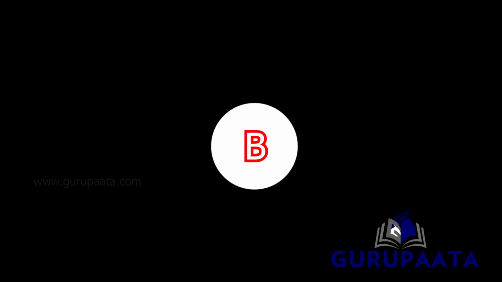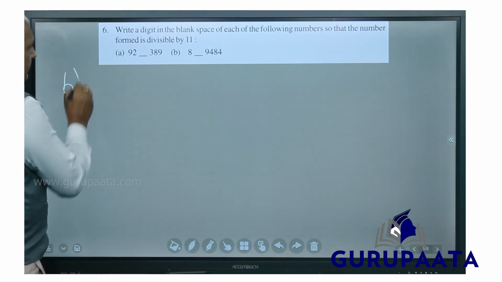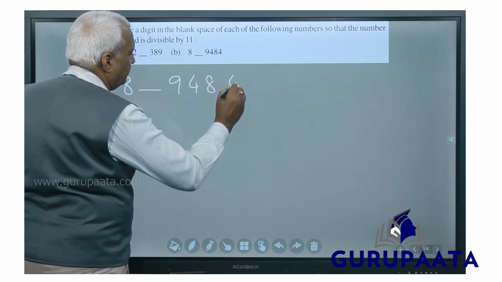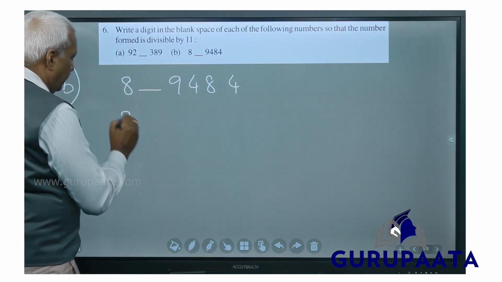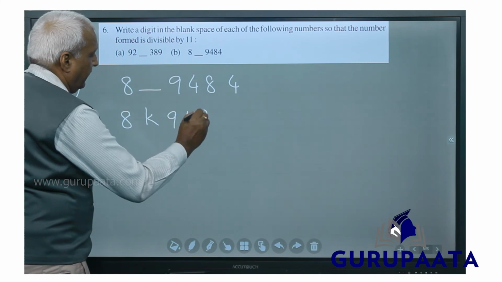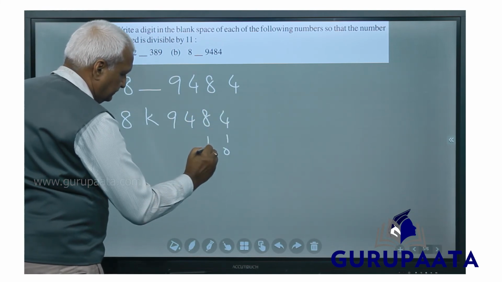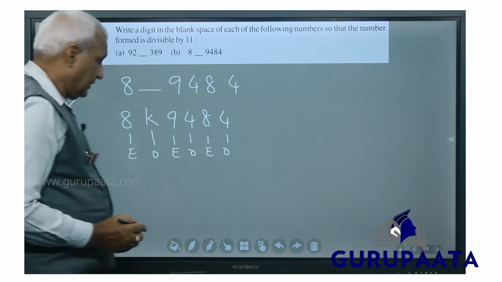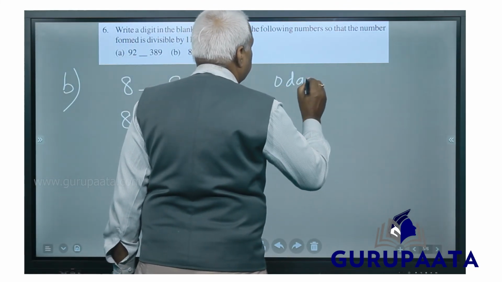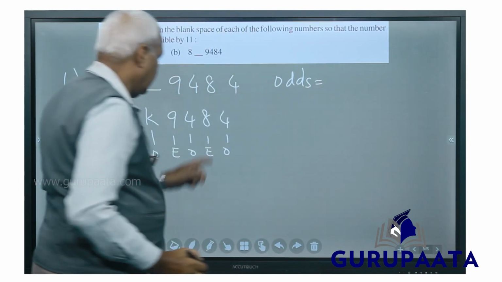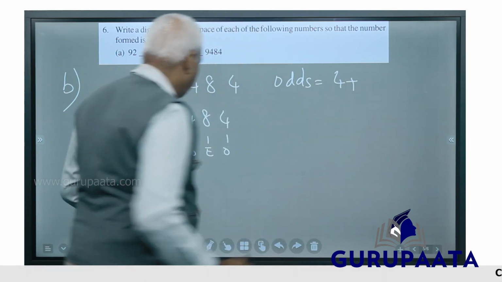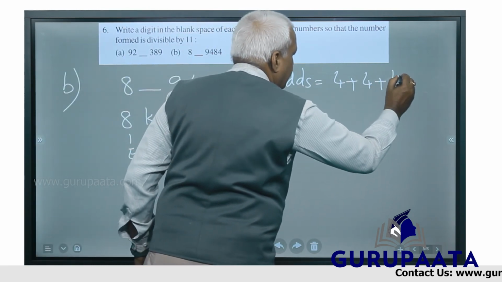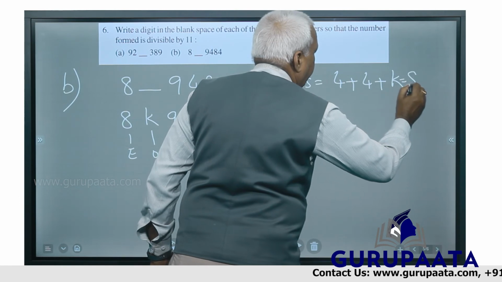Now we will go for question number B. Question number B, 8-9484. We will fill K. 8, k, 9, 4, 8, 4: odds, 4 plus 4 plus k equal to 8 plus k.